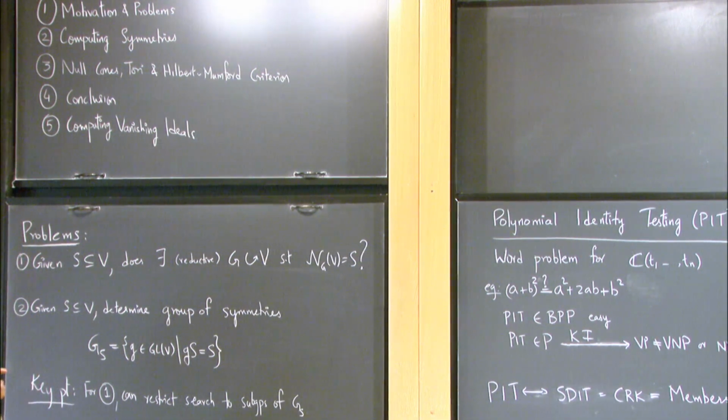And then I'm going to talk about computing symmetries, which is going to be a major portion of this talk. It's about if I hand you a certain subvariety or a subset of a vector space, what are all the linear transformations that preserve it?